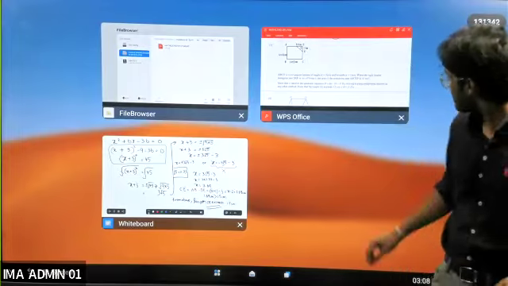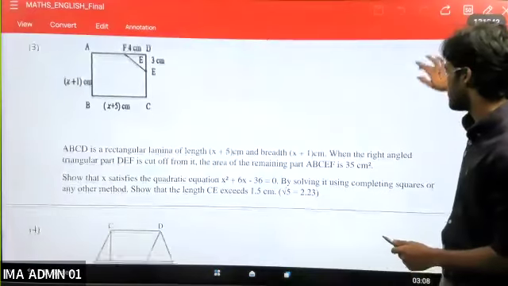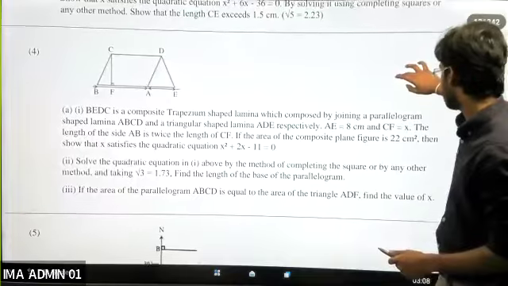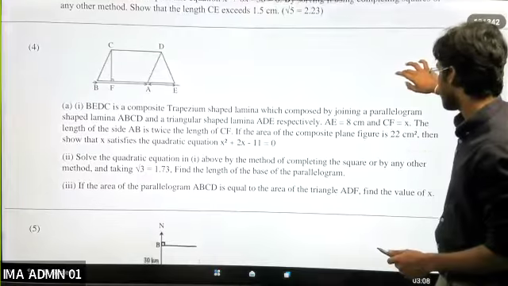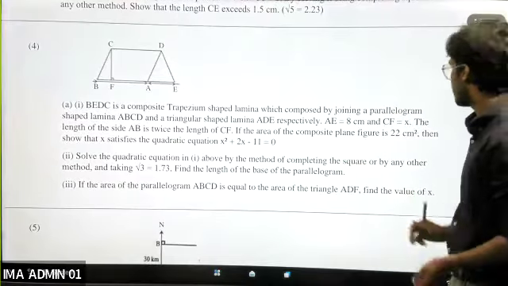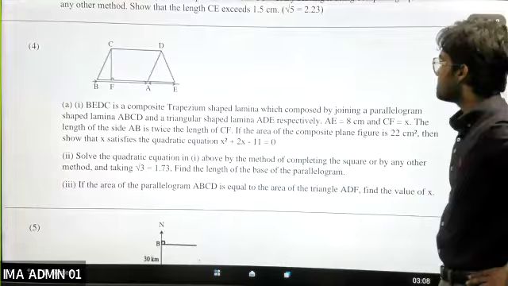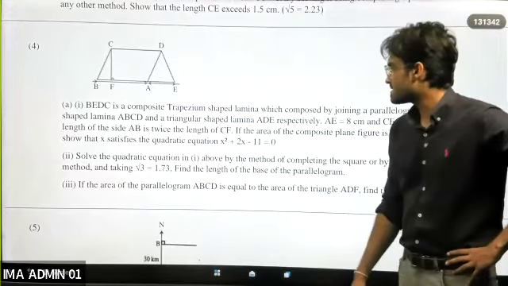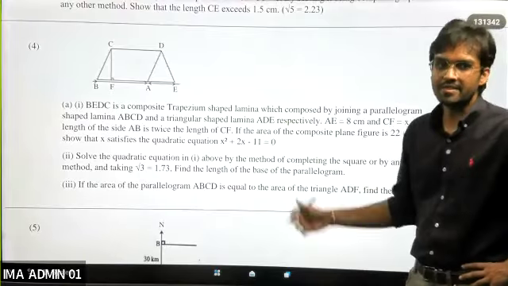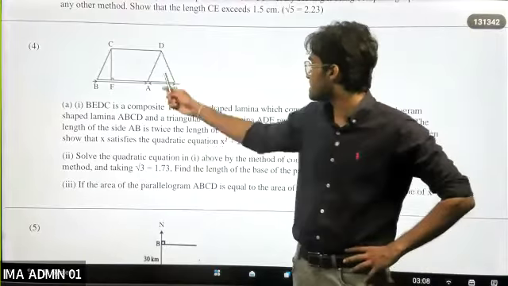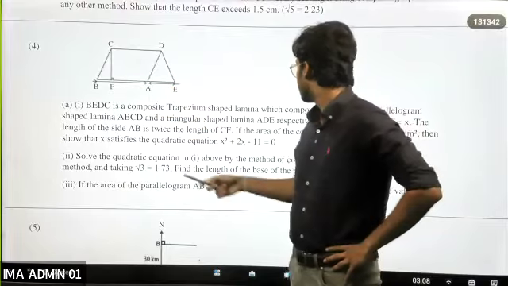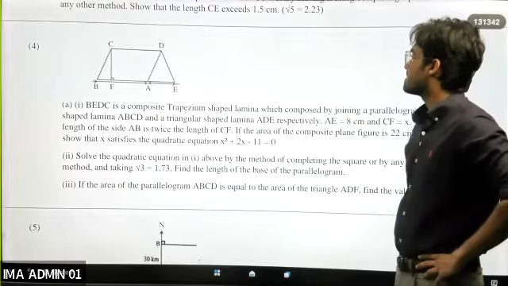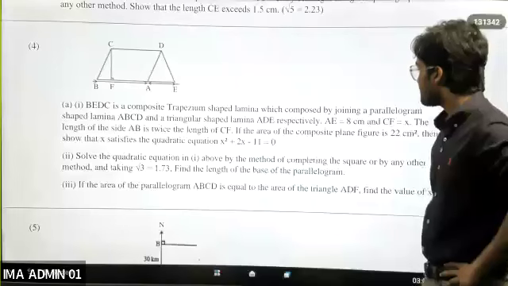Now I think question 4 is also kind of similar to this one, and I will solve it as quickly as possible. BEDC is a composite trapezium. Composite trapezium means there are some other shapes within the trapezium as well. You can see there is a triangle and I think a parallelogram. Yes, a parallelogram. Inside the trapezium there are other shapes.